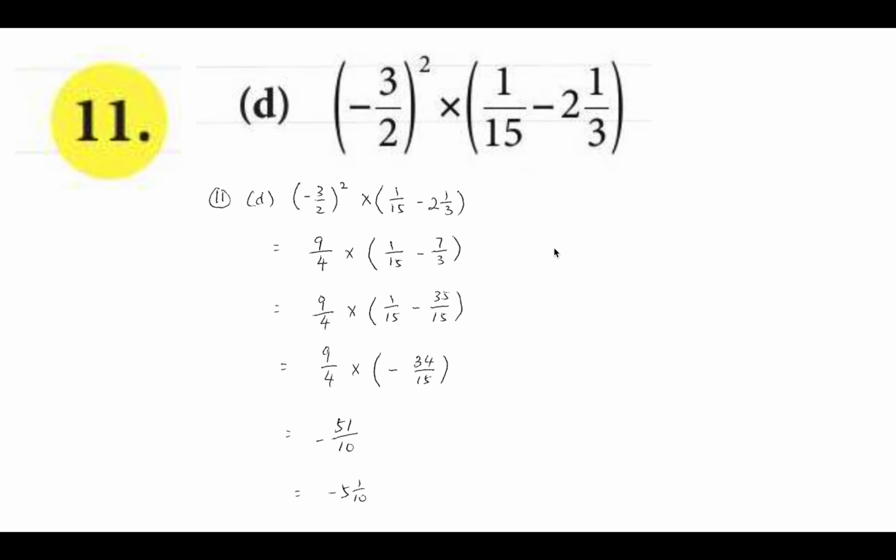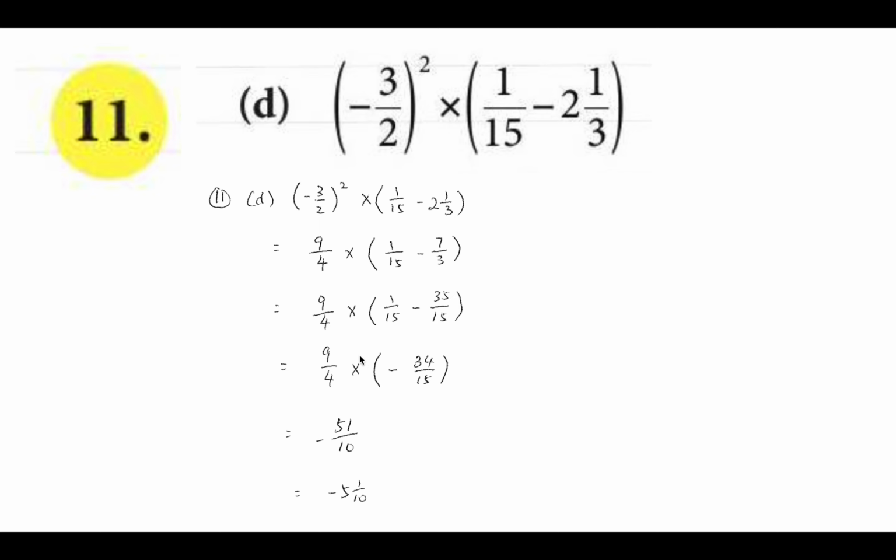Right, question 11. This question requires us to first perform the square. So negative 3 over 2 squared. Take note, negative numbers when we square is going to be positive. So that will give us 9 over 4. And in the bracket on the right, we are doing subtraction. So we're going to make the denominator common. So 2 and 1/3 is actually 7 over 3, which is 35 over 15. So when we perform subtraction, 1 over 15 minus 35 over 15, we get negative 34 over 15.